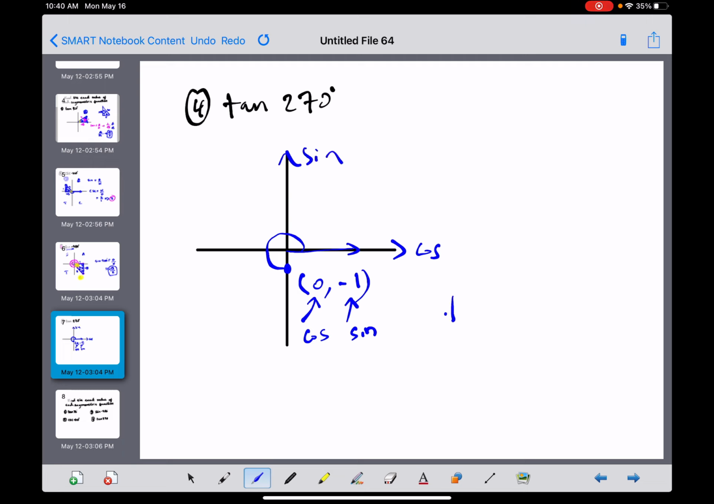And we know tangent is sine over cosine. So sine is negative 1, cosine is 0. Negative 1 over 0 is undefined. And if you were to press this into a calculator, you will see it will say domain error. It does not exist. So the answer for this one is undefined.